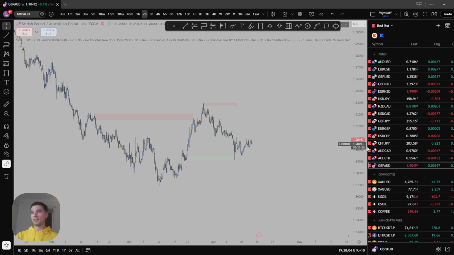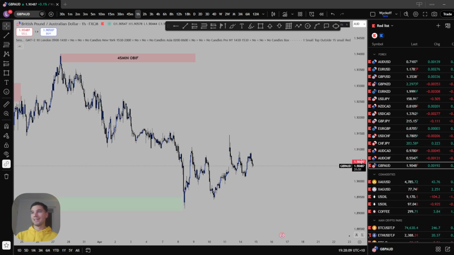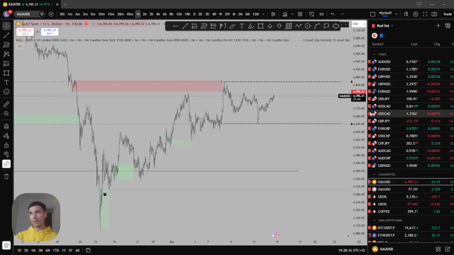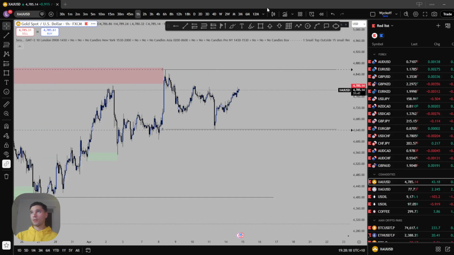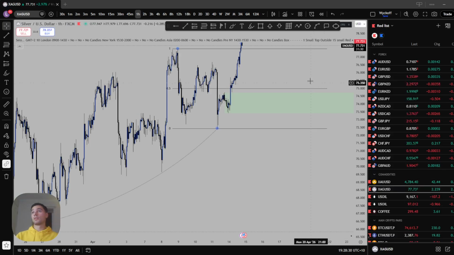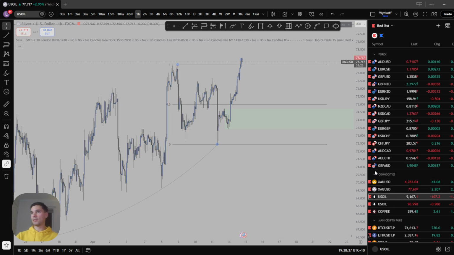GBP AUD, not much to see here. Gold. This is our range. Just play the patient game here. Silver the same. I charted this earlier. We have created our first deviation, technically speaking, and then oil was not giving us anything.